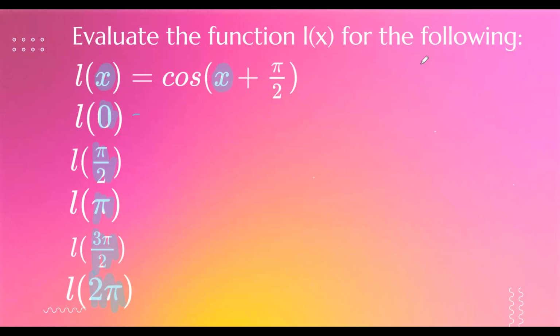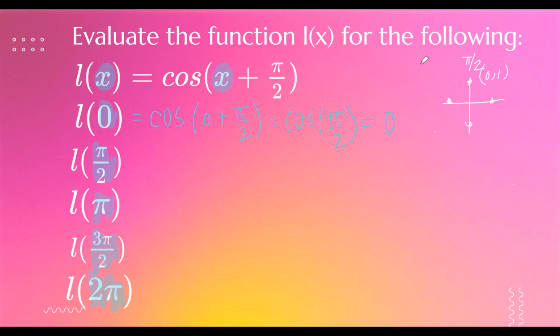The first one will give us cosine of 0 plus pi over 2, which really just gives us cosine of pi over 2. Now, I didn't draw out a unit circle, but what is cosine of pi over 2? That's going to be 0. So nice to draw this quick little sketch. Pi over 2 is up here, and that coordinate is 0, 1.